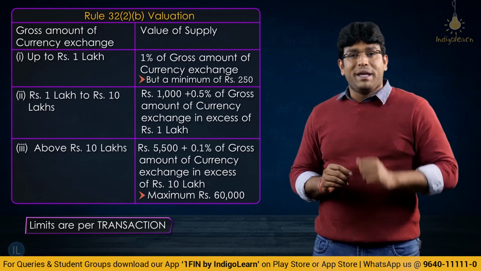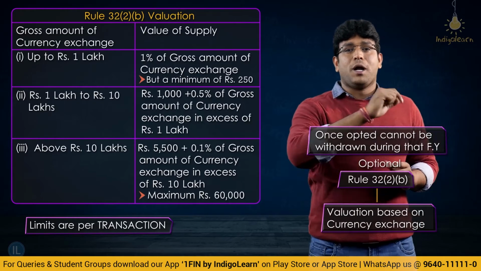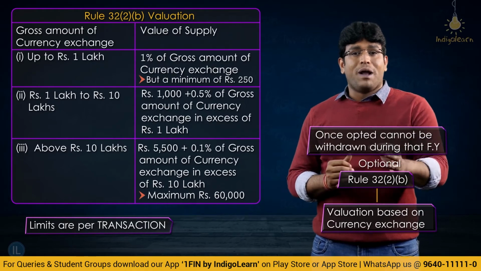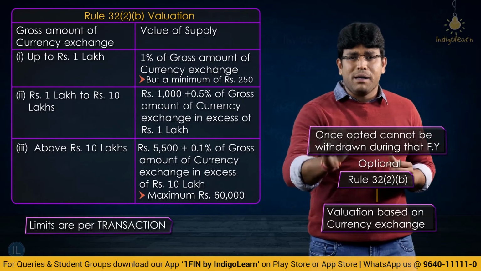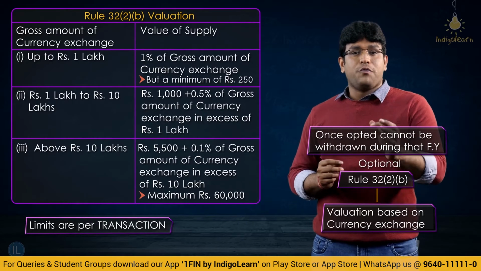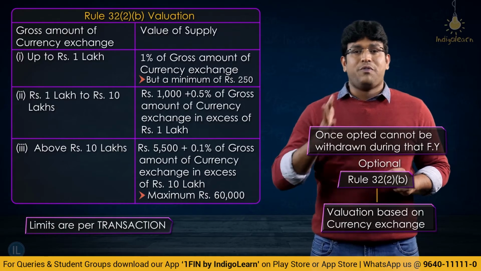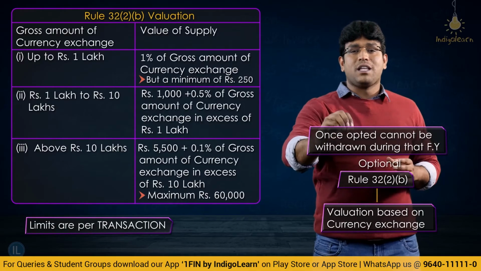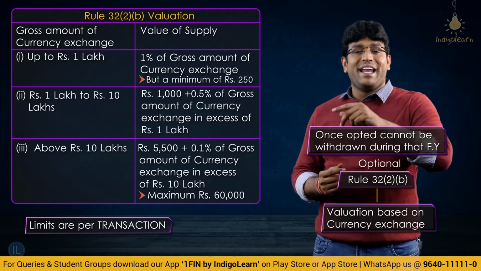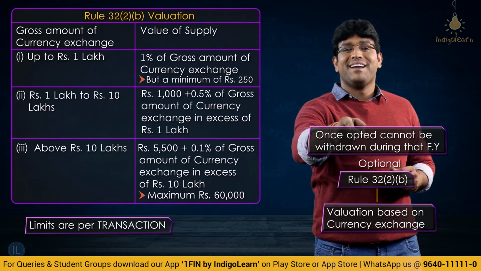Rule 32(2)(b) is an optional method of valuation which, once opted, cannot be withdrawn during the remaining part of the financial year. Up to 1 lakh, 1% of currency exchange, minimum 250 rupees. 1 lakh to 10 lakhs, 1000 plus 0.5% of currency in excess of 1 lakh up to 10 lakhs. Then finally, above 10 lakhs, 5,500 plus 0.1% of amount exceeding 10 lakhs, but maximum 60,000.